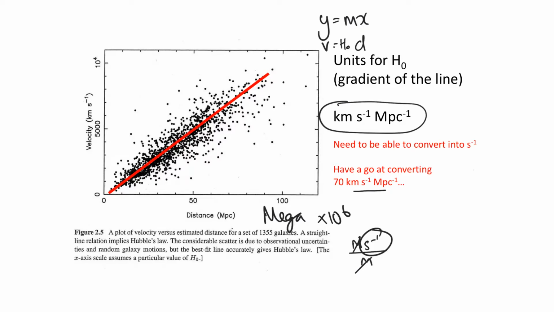So think about what you know about kilometers. Think about what you know about seconds. That bit's the straightforward part. And look back at what you know about megaparsecs and its conversion. So what you're looking to do is convert these distances into meters, and remember there's a 70, and give an answer in s to the minus 1. I realise it might sound a little bit complicated, but just give it a go, see what happens.